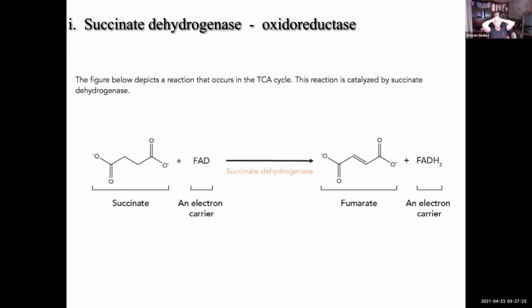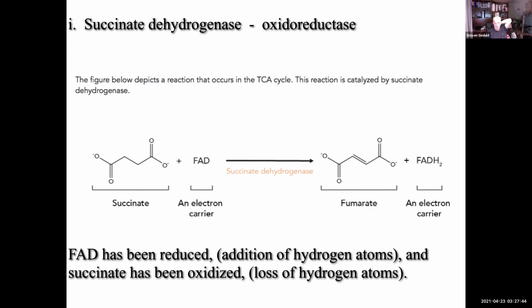Succinate dehydrogenase. This is an oxidation reduction reaction. FAD is going to FADH2, which is then being reduced. It's been adding hydrogen. It's an electron carrier in our glycolysis. So succinate goes to fumarate. So FAD has been reduced. You've added hydrogen to it. And succinate has been oxidized. It's lost oxygen atoms. Because you've increased the double bond between 2 carbons as in fumarate.